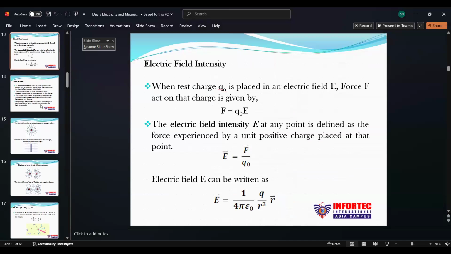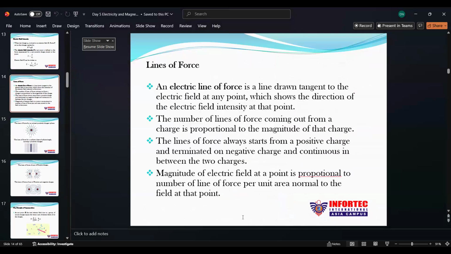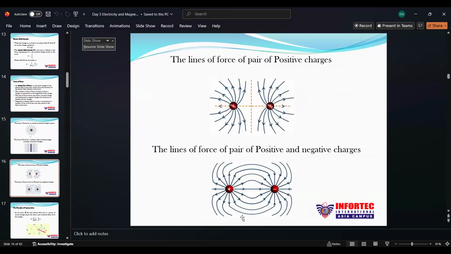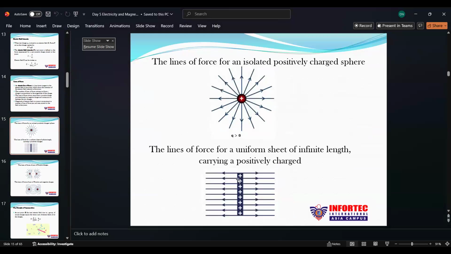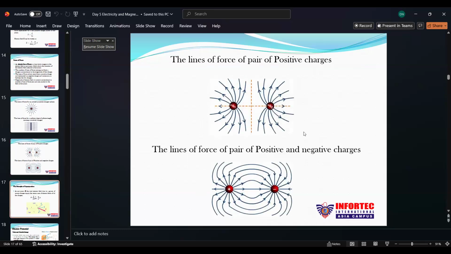Then these are the equations you have to remember. F equals Q naught E. Another one is E for a point charge: 1 over 4 pi epsilon naught, which we represent by K, so E equals K times Q over R squared. Then the force lines start from the positive charge and terminate at the negative charge. These are the force lines.